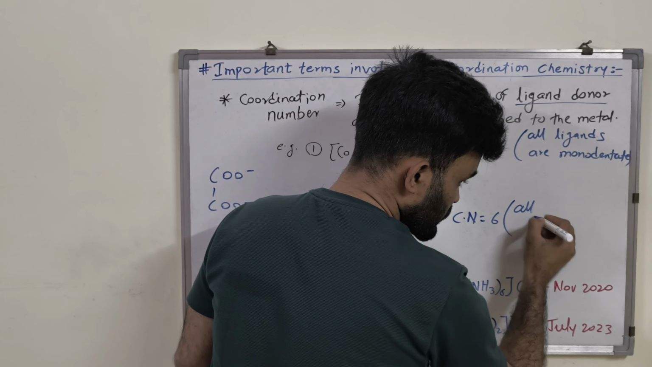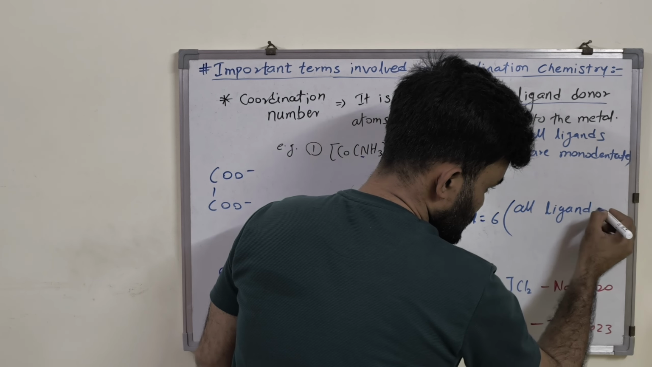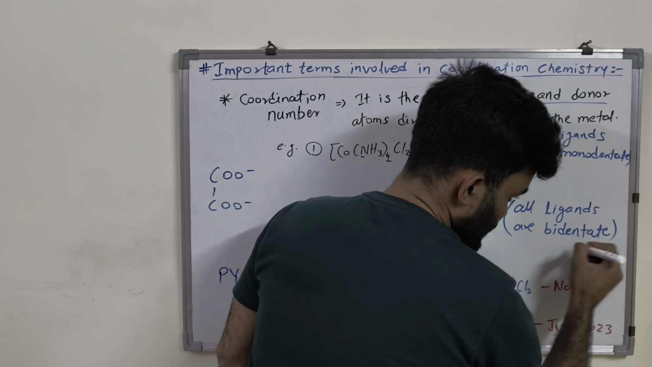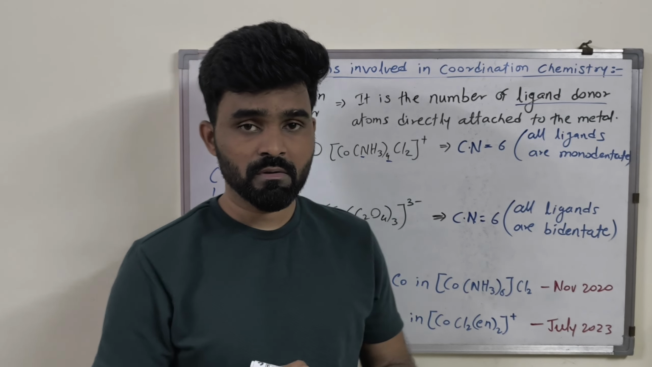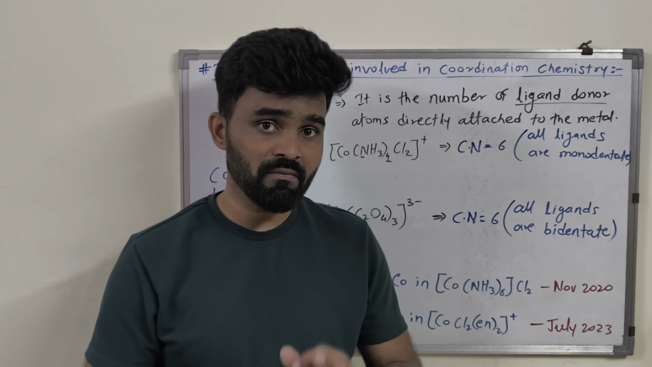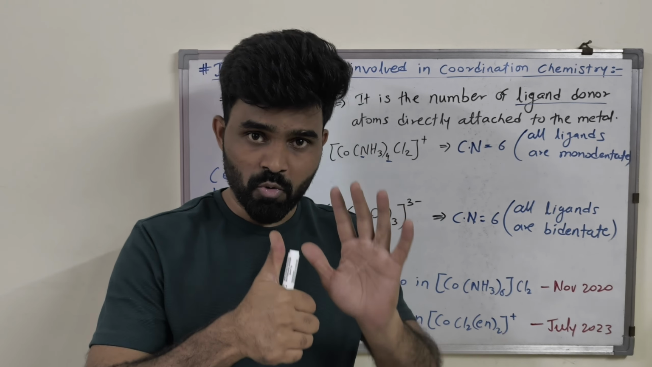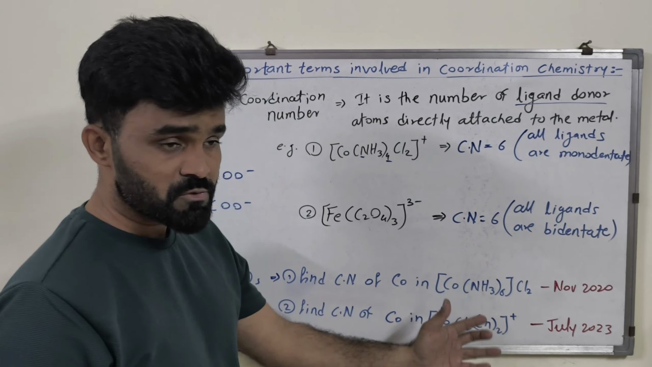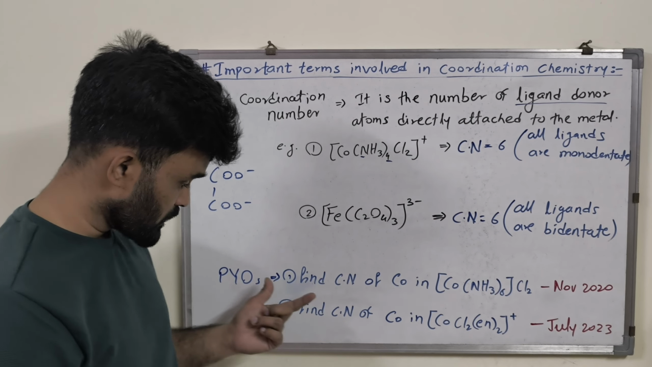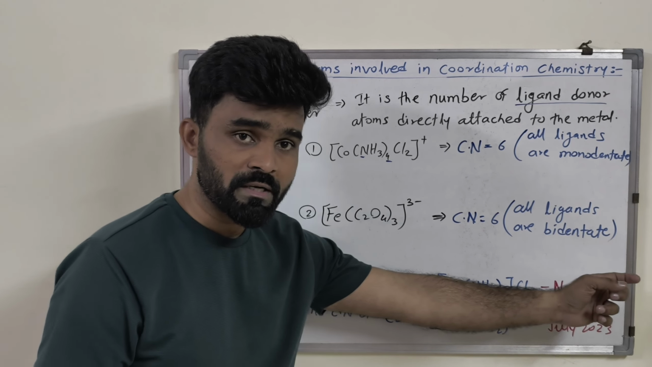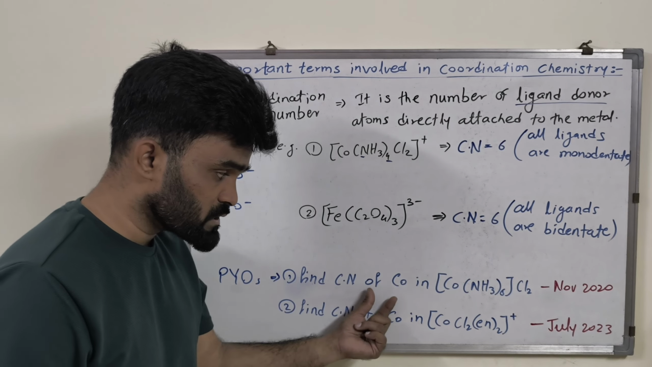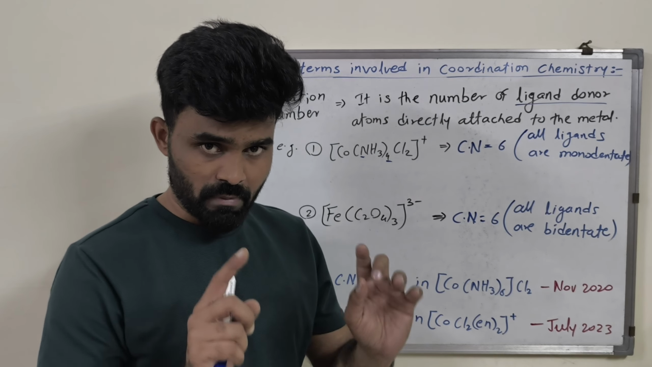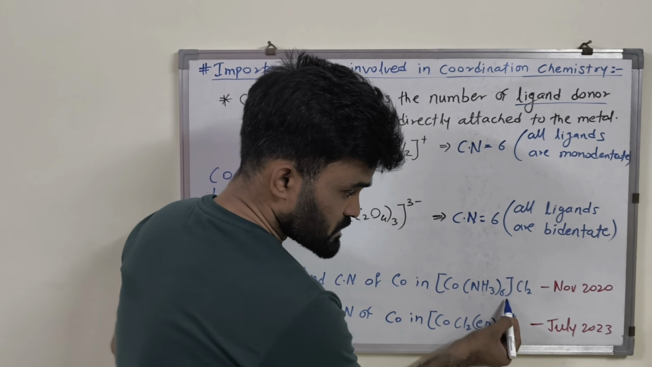What is the reason? All ligands are bidentate. Since they are bidentate, one gives 2 donor atoms. Total we have 3. 3 times 2 is 6. So coordination number is 6. Understood? Okay. There are some questions which were asked in exam. These are MCQ questions. Question number 1 was asked in November 2020. Question is, find the coordination number of cobalt in [Co(NH3)6]Cl2. Again, we can check here.